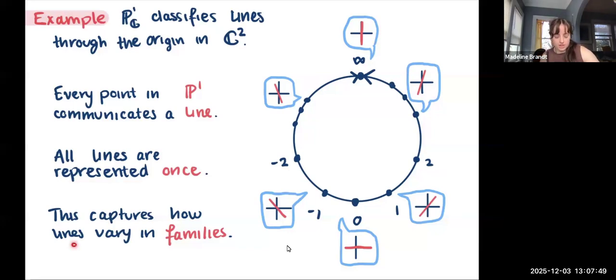And furthermore, this sort of space captures how lines vary in families. So if I move around continuously inside of this P1, then that also will continuously change the slope of the line. Maybe I'll pause for a second and see if anyone has questions.